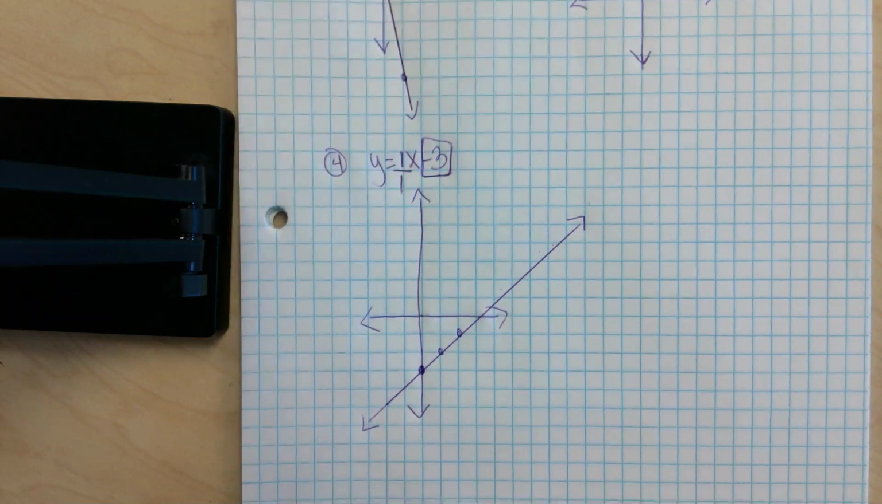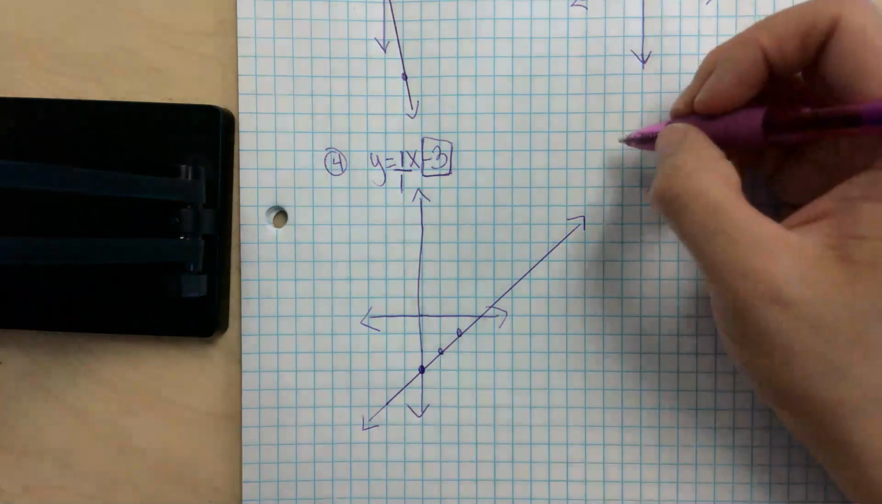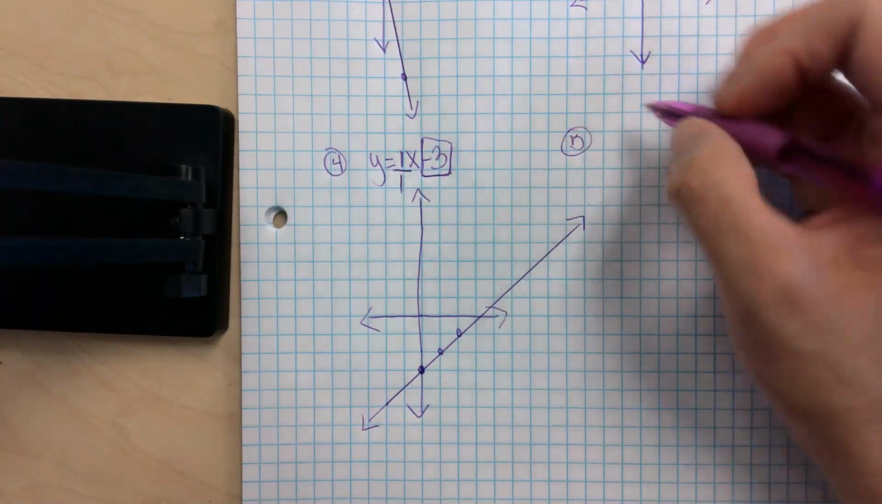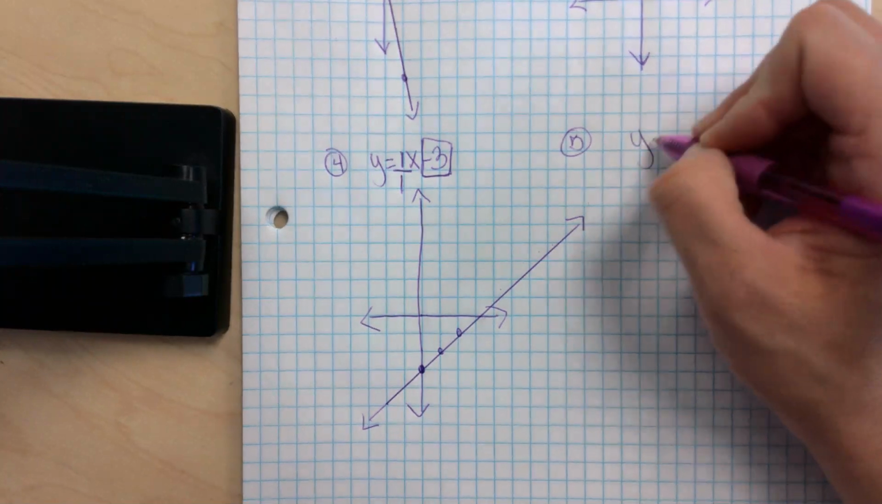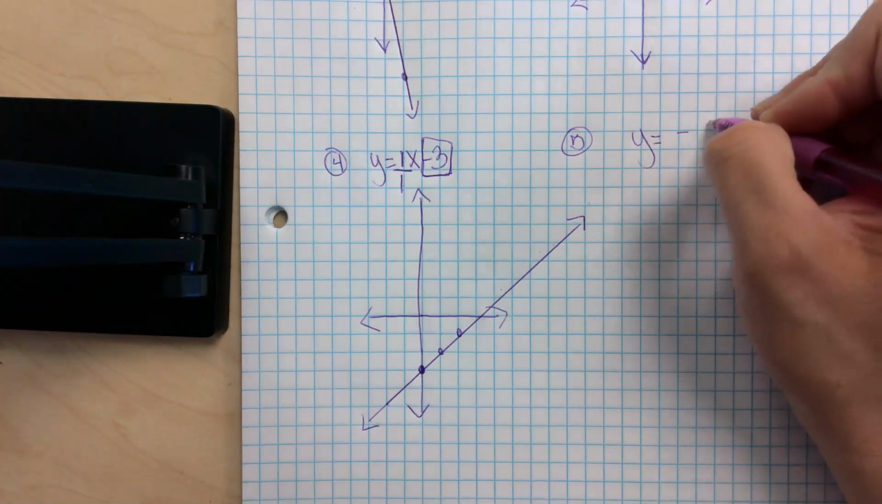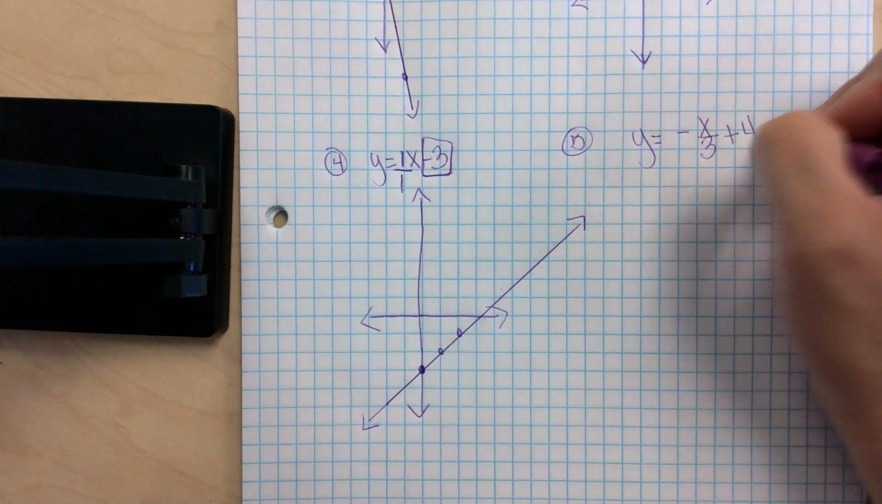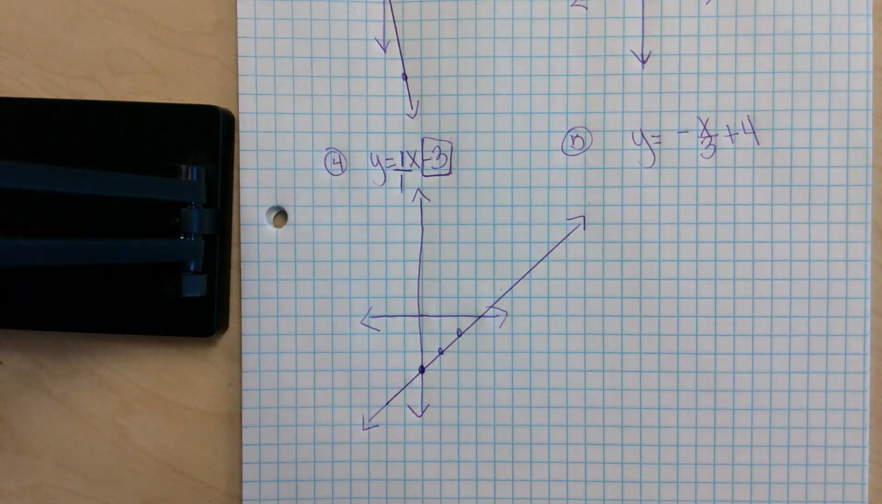That's a positive slope, and it's moving up from left to right, so that makes sense. Okay, are we good for 5 now? Okay, any questions about 2, 3, or 4? Okay, number 5. 5 is y equals negative x over 3 plus 4. What looks weird about that one?